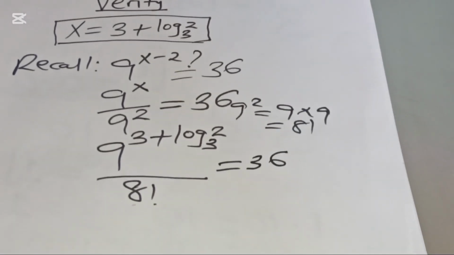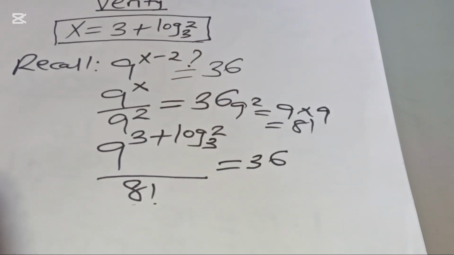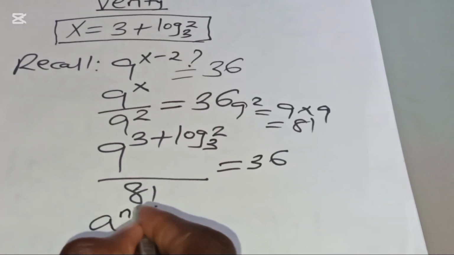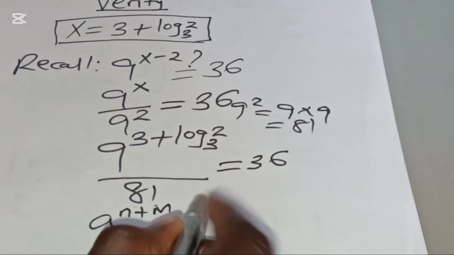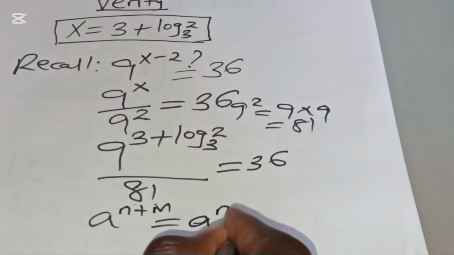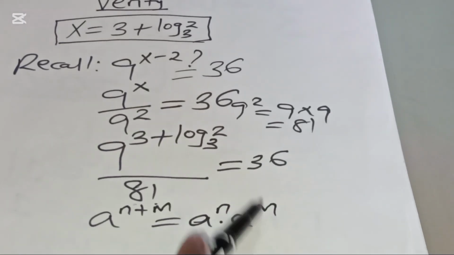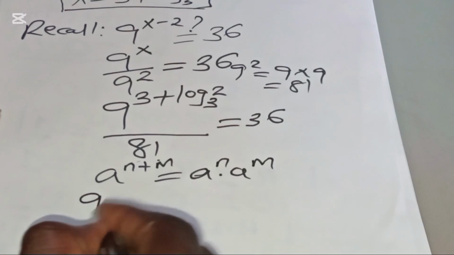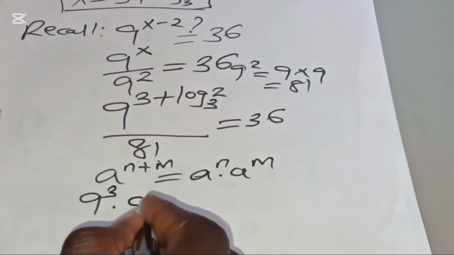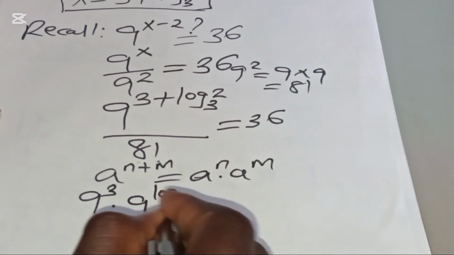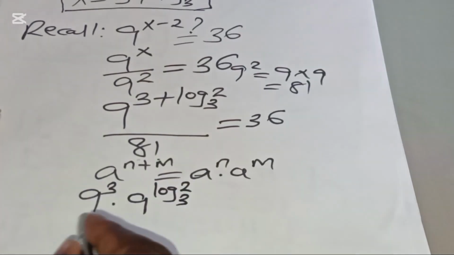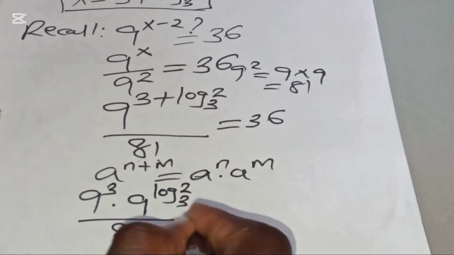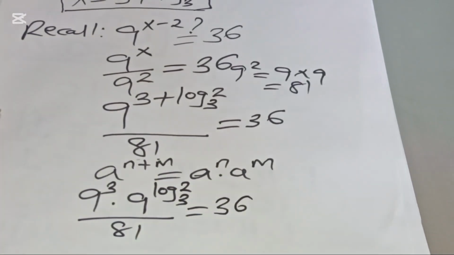Okay, now from what we have here, 9 to power 3 plus log 2 to base 3 is in the form of a to power n plus m, which we can express as a to power n multiplied by a to power m. So applying this indices identity, we're going to have 9 to power 3 multiplied by 9 to power log 2 to base 3 divided by 81. This is supposed to give us a value of 36.